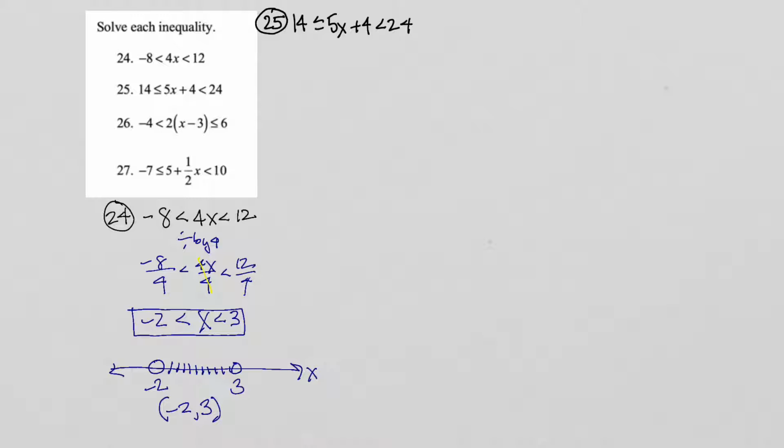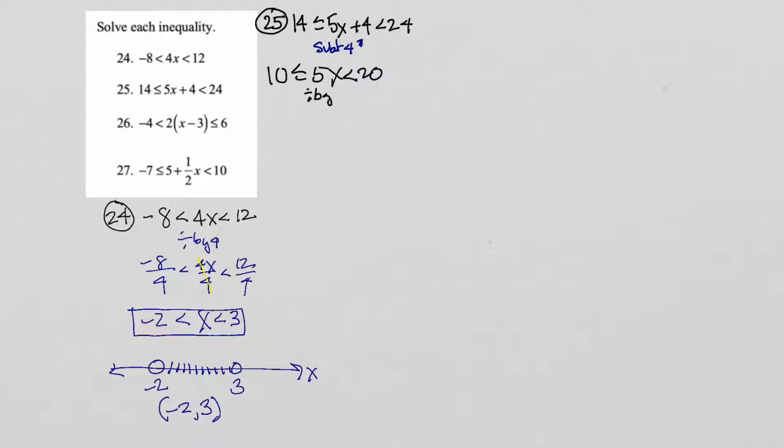Let's see what we can do with 25. Now 25, another compound inequality, and we have to eliminate the 4 and the 5, and we'll do it in an order, right? So what we're going to do first is subtract 4. If we do that, we'll get 14 minus 4 is 10, so we'll get 10 less than or equal to 5x, and then 4 minus 4 is 0. It's gone. That's why we did it. And then 24 minus 4 is 20, so strictly less than 20.